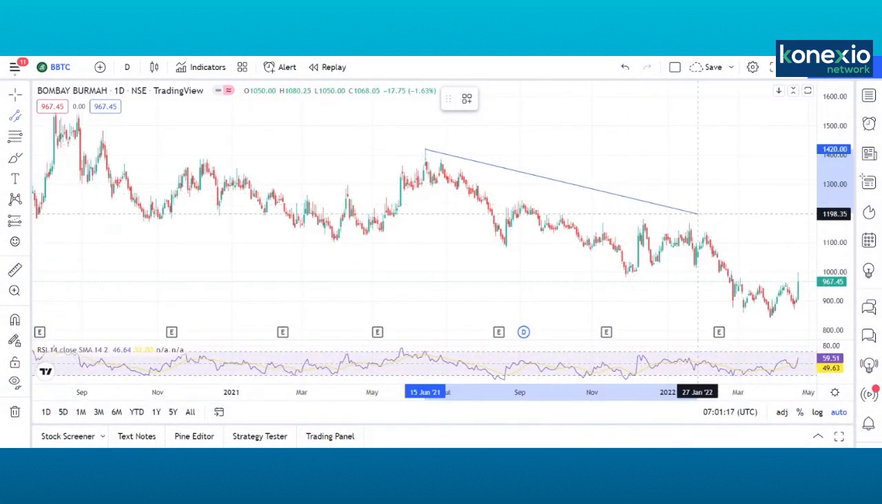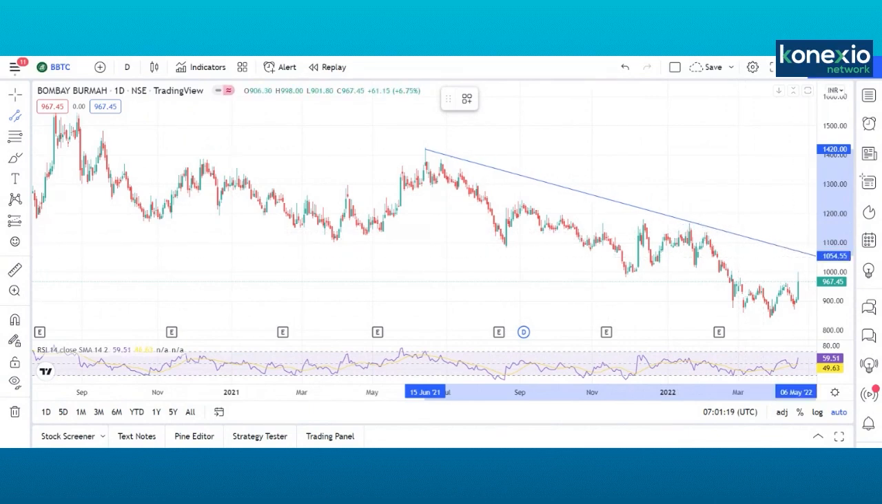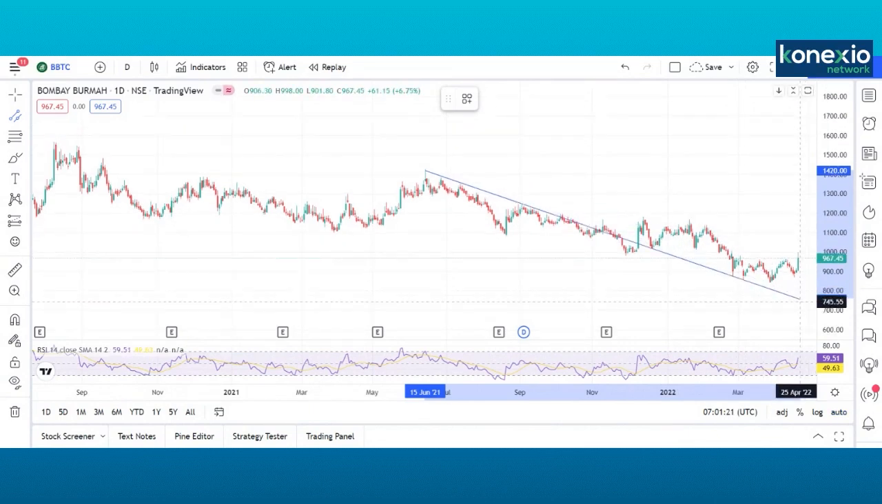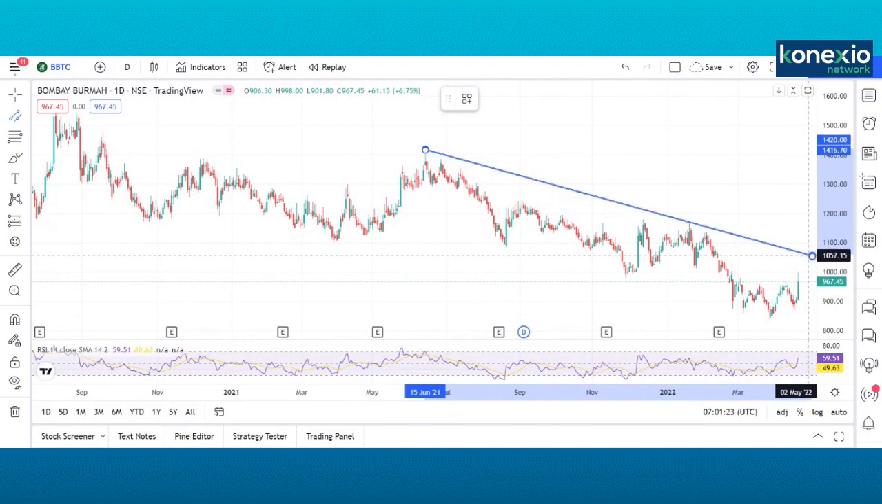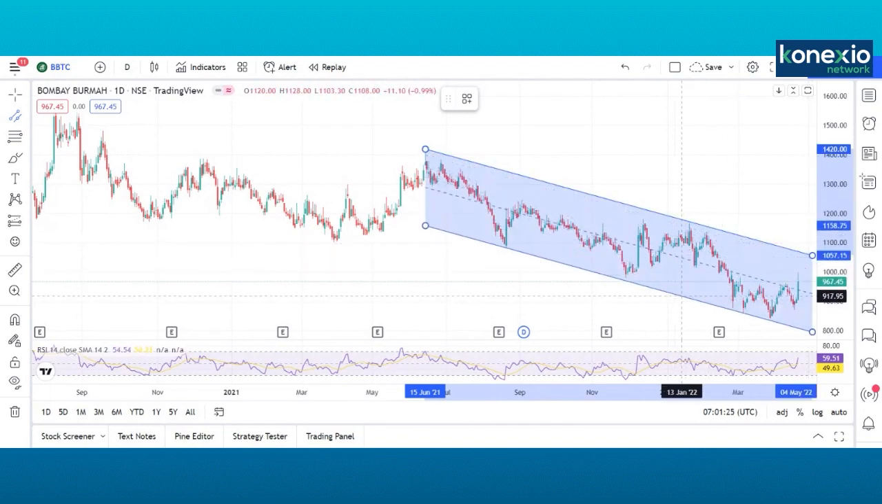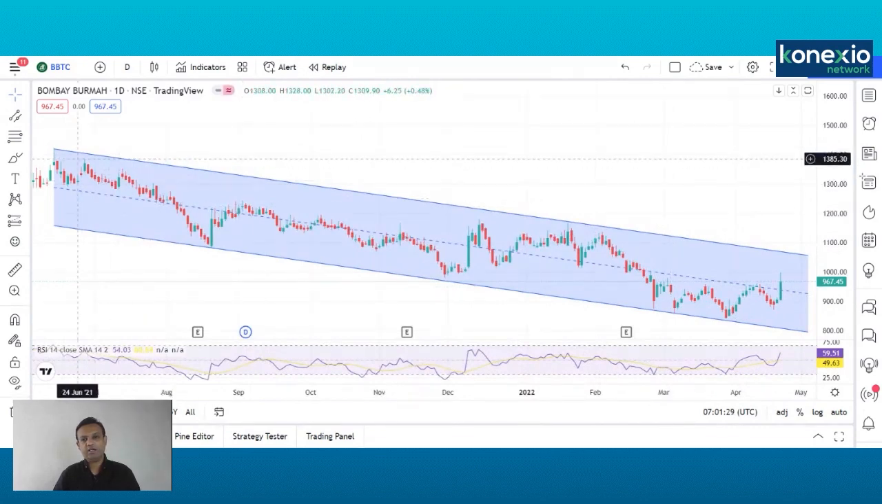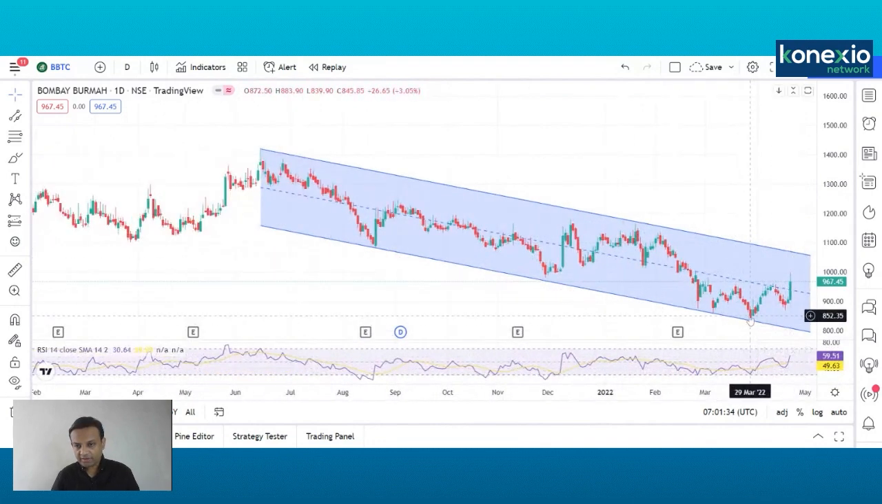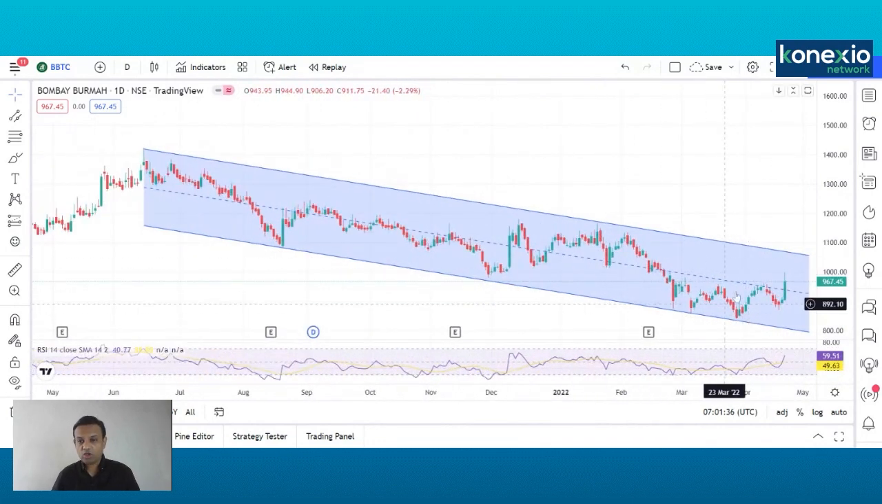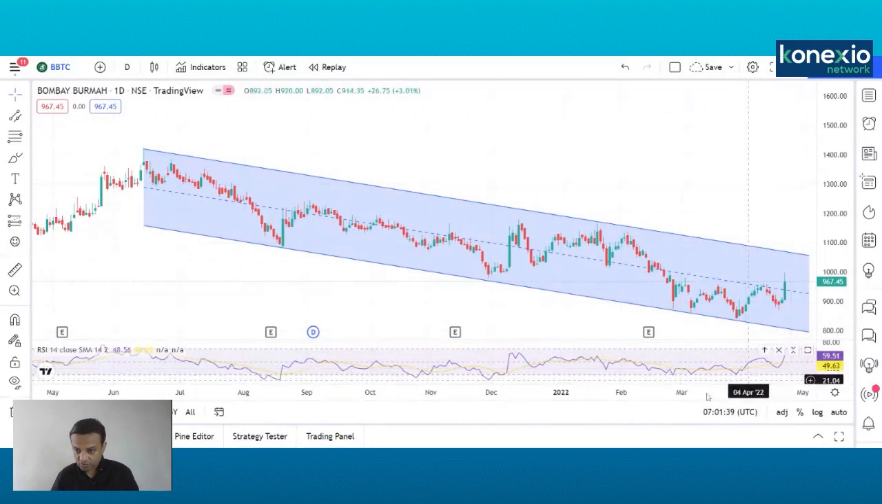Now let me draw this particular parallel channel. Now this is the parallel channel. The stock has been moving in a downward trend. It is making lower tops, lower bottoms. Again, it is coming down. Now here, most important thing is when the stock was making lower tops, RSI was making higher tops, which clearly indicates it is a positive divergence in the stock.